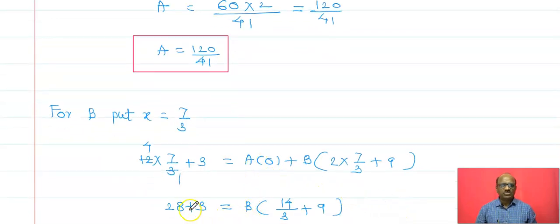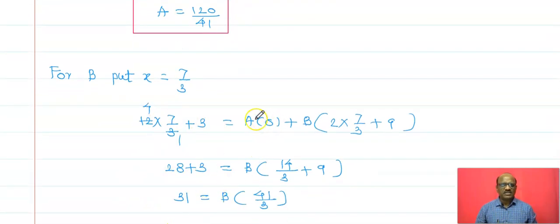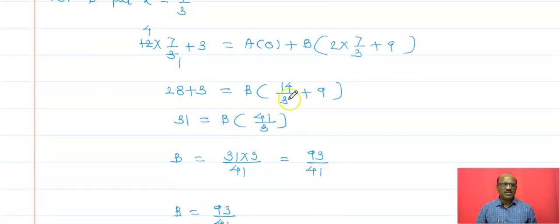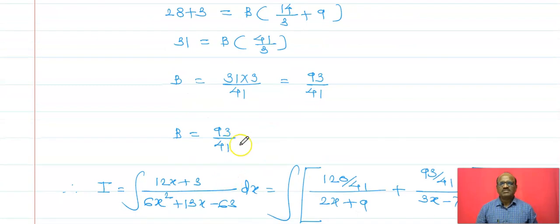A will become 0. Here is 28, 4 into 7 is 28, plus 3. A will become 0. B in bracket 14 upon 3 plus 9. That is b in bracket 9 into 3, 27 plus 14, that is 41 upon 3. And that's why you will get the value of b is 31 into 3 upon 41. That is 93 upon 41. This is the value of b.